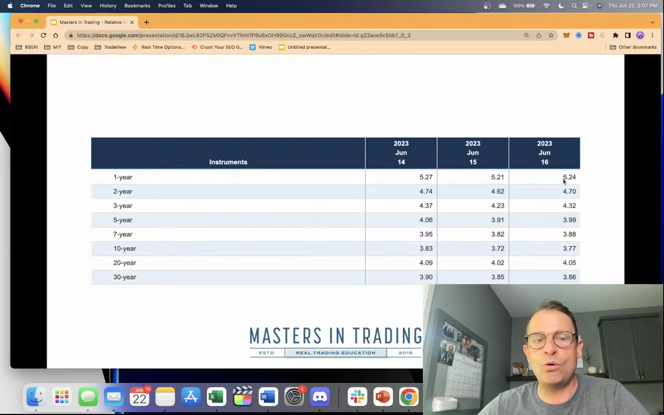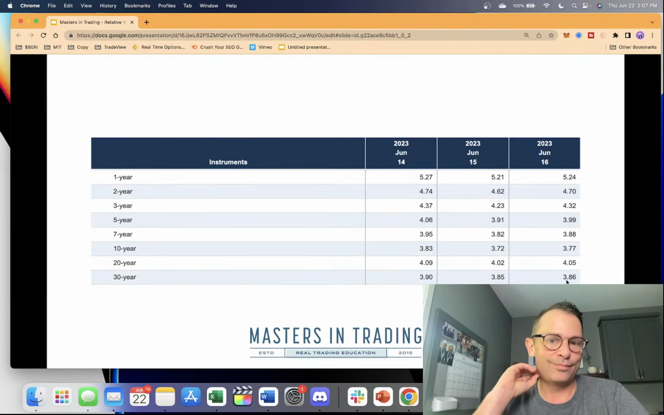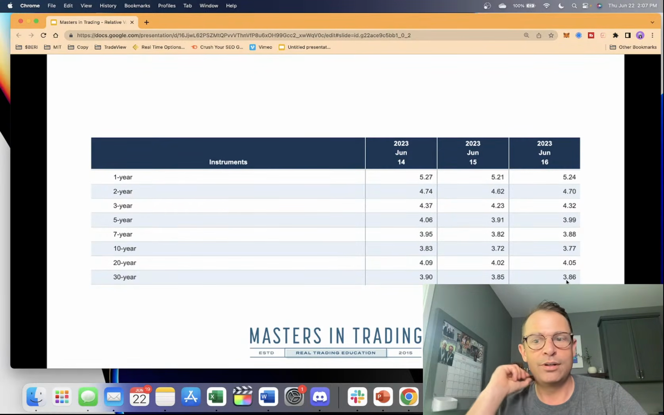If you want to borrow money from the federal government for 30 years, you're going to get quite a big discount. That is an inverted yield curve, where that 1 year, 2 year are so much higher than these that are further out.